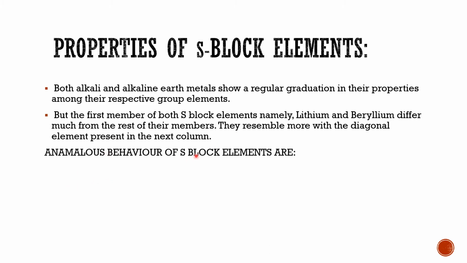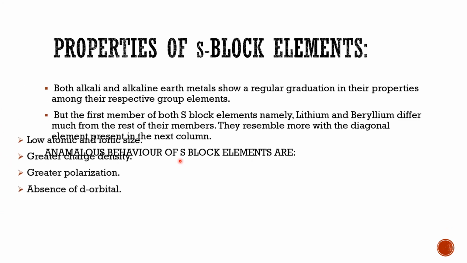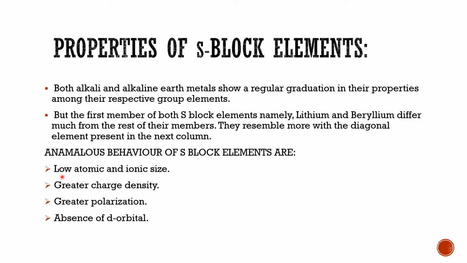Anomalous behavior of S block elements. The first point is low atomic and ionic size, the next one is greater charge density, the next one is greater polarization, and the next one is absence of d orbitals.